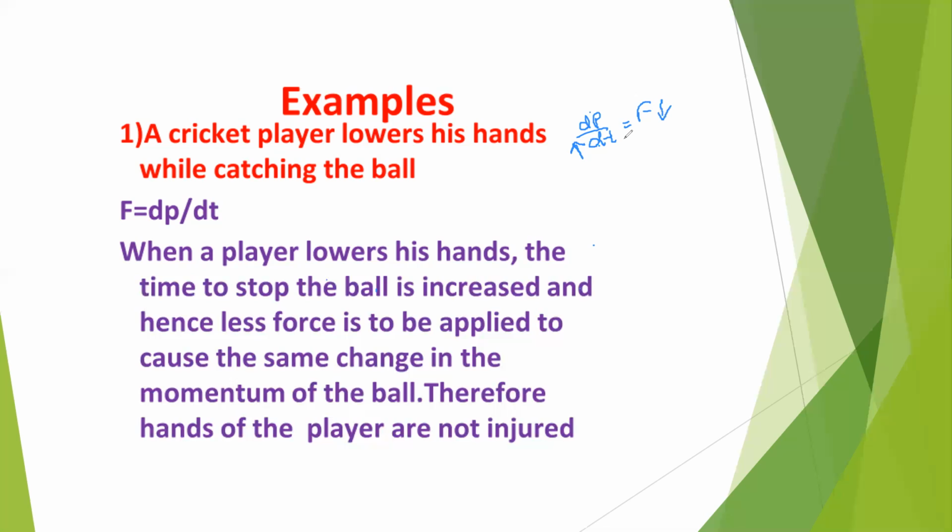Therefore, to avoid this damage, here what happens? Suppose the force impact is more, what will happen? It may cause damage to our hand. To reduce the force on our hand, what are we doing? We are increasing the time duration. So when you increase the time duration by taking your hand lower, the impact will be less.